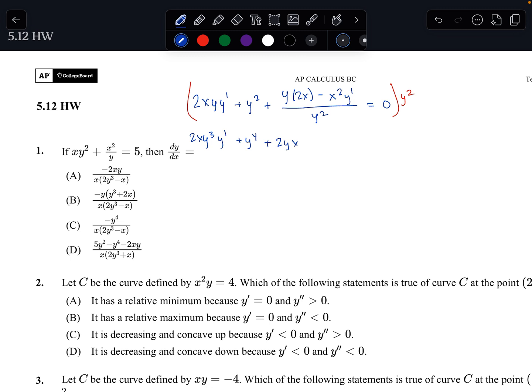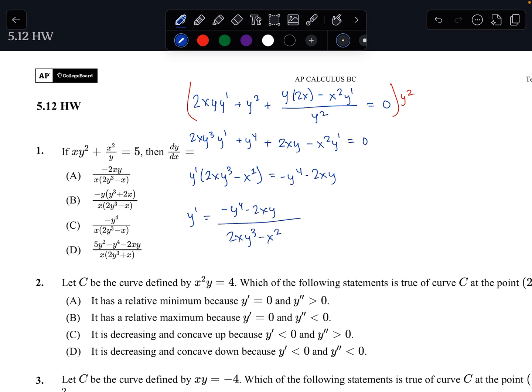So 2y, I'm going to write that as 2xy because that just sounds better. 2xy, and then minus x squared y prime. That's going to be equal to 0. Okay, and then these are the terms that have y prime. So I'm going to factor out a y prime from those terms. Okay, and then I'm going to subtract these terms over here. So that's going to be negative y to the fourth minus 2xy. And then I'll divide. So y prime is going to be equal to negative y to the fourth minus 2xy all over 2xy to the third minus x squared.